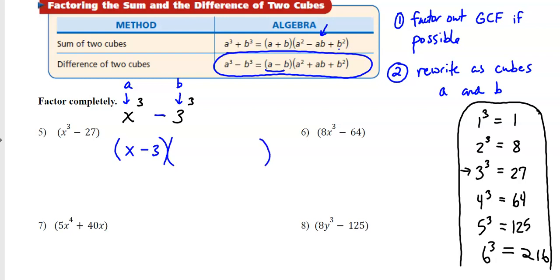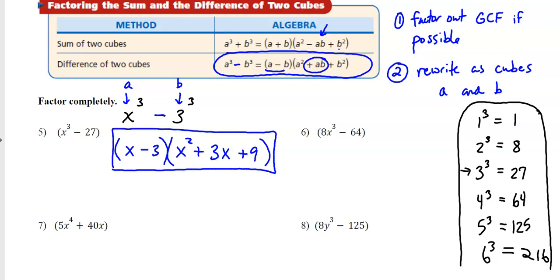And then something that stays true with both of them, so I always do it this way. I square the first term. I square the last term. 3 squared is 9. And then I got to remember, this is the tricky part, that in the middle I multiply them together and it's the opposite. So it's plus 3 times x. And then I could go a little further, but I can't, I can't factor that last part. So right here, I've factored those 2 cubes that are subtracted from each other.